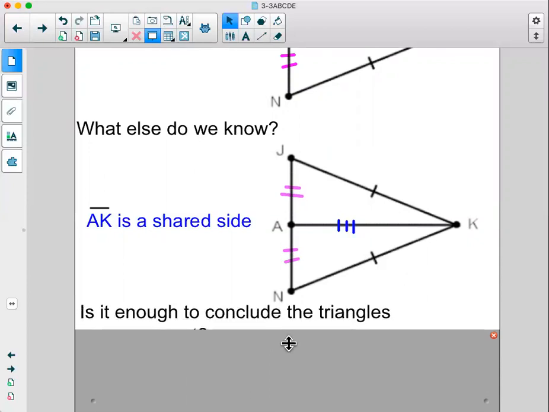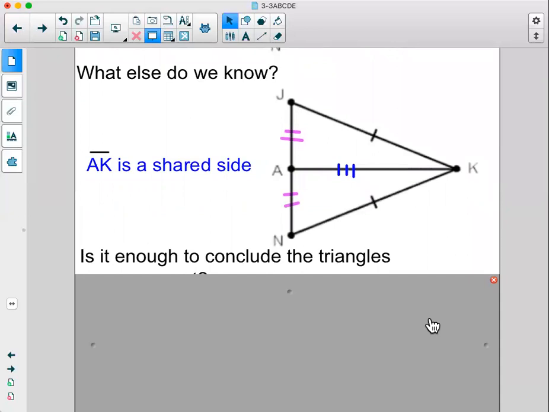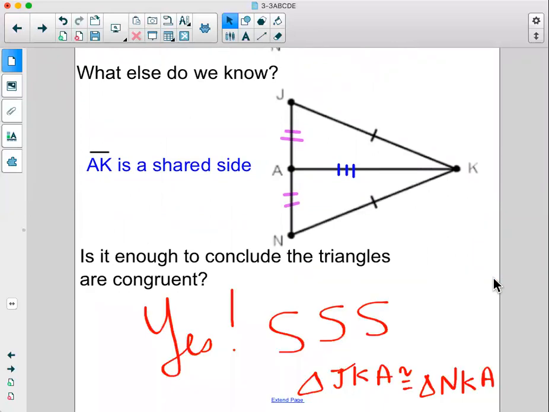Okay, so now we ask ourselves, is this enough information to conclude that those triangles are congruent? Yes, it is. By side, side, side, we can now state our congruency statement. Because the minute you know 3 sides in one triangle are congruent to 3 sides in another, you can pull out side, side, side, and write your congruency statement. When you write your congruency statement, make sure that you have everything lined up. So I'm naming my first triangle JKA, 1 down the shared side, 2. That means I have to name this second triangle the same way, 1 down the shared side and end with 2, NKA.